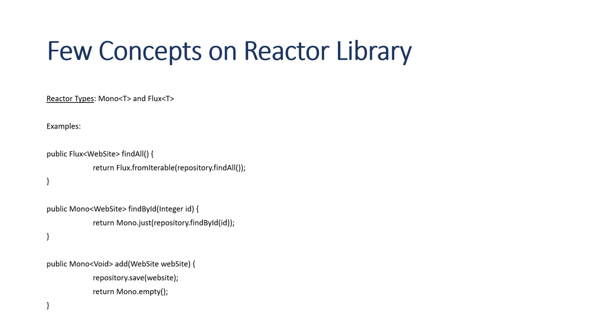So here is the example. When you are finding all entities from your database, then you are using Flux. When you are finding a single entity from your database, then you are using Mono. If you do not want to return anything, then also you can use Mono, for example, when you are adding a new website here.